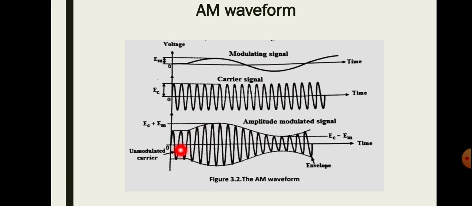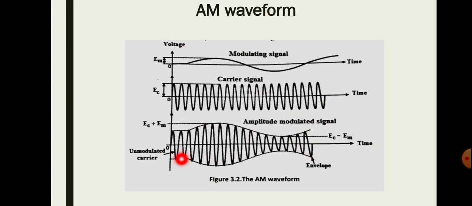You can see in the diagram that the amplitude modulated wave contains the carrier signal whose amplitude is varying in accordance with the original modulating signal. See here, this is the carrier signal and its amplitude is varied in accordance with this modulating signal. So its envelope will be like this. Similarly, you can see that in the lower portion also the carrier signal amplitude follows the baseband modulating signal. That is why it will get this shape.